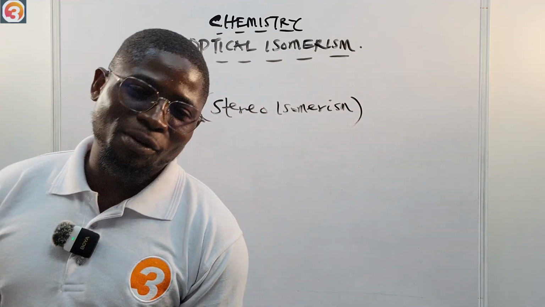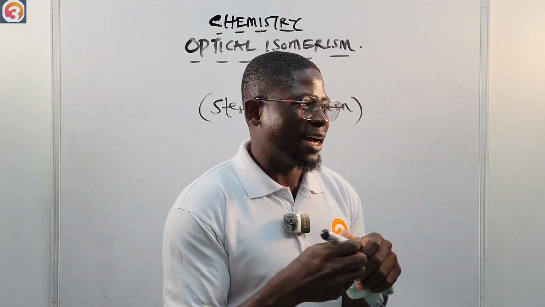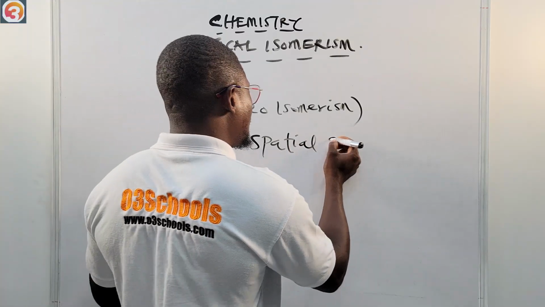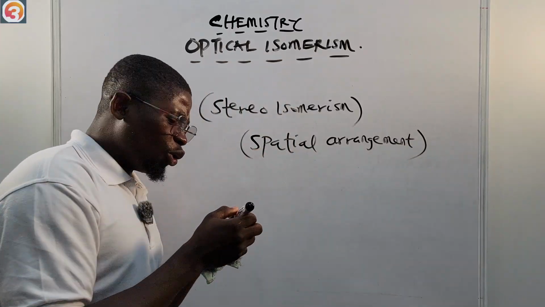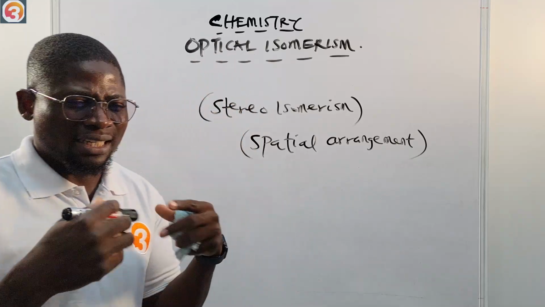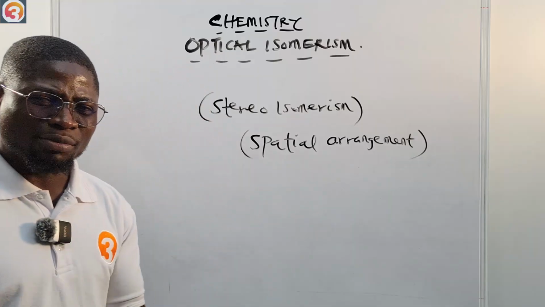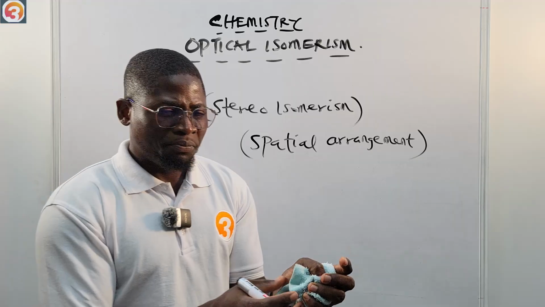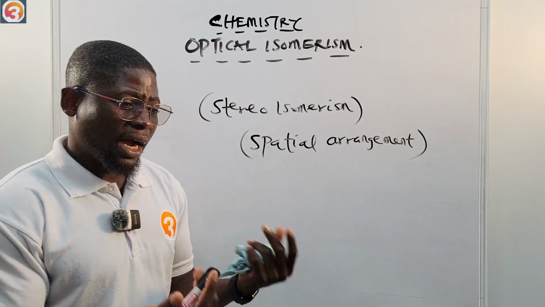All right. So, of course, optical isomers have the same molecular formula. They have the same structural formula, but the difference is usually in their spatial arrangement. Okay, you can say the difference is in the orientation of their atoms in space, or how their atoms are arranged in space. That's usually the difference.